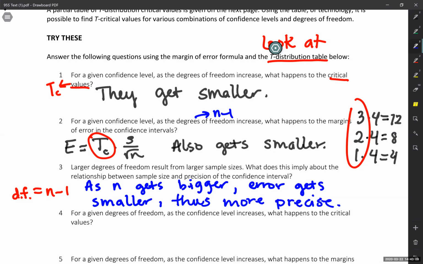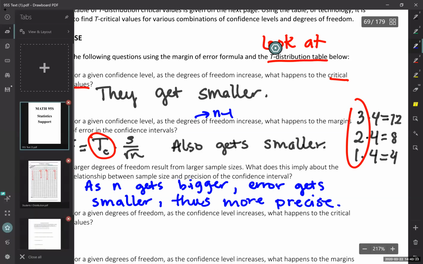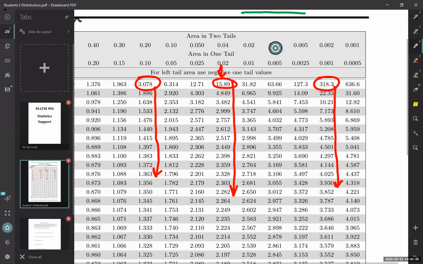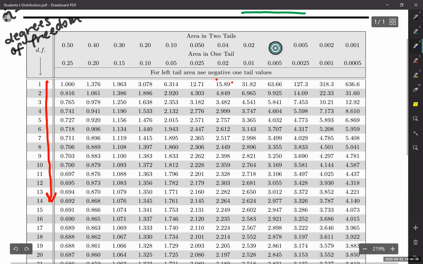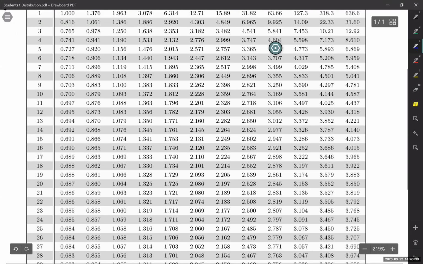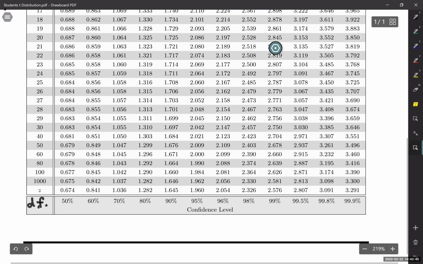Okay, let's see this from a different point of view. For a given degrees of freedom, as the confidence level increases, what happens to the critical values? So going back to our table, we're looking at it a different way now. Let me get rid of all of this from before. I'm going to go down towards the bottom just because I'm looking at the percentages. It doesn't matter which row we pick.